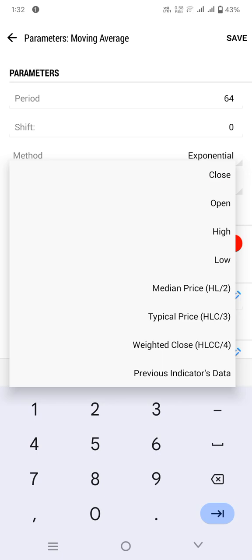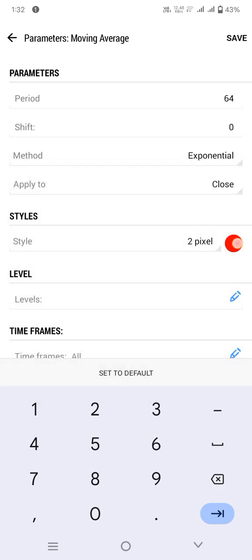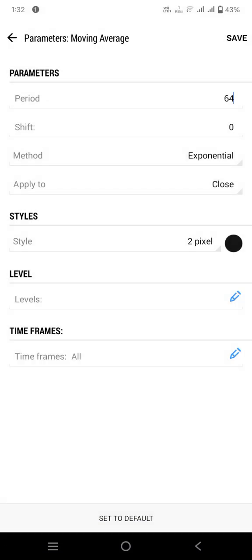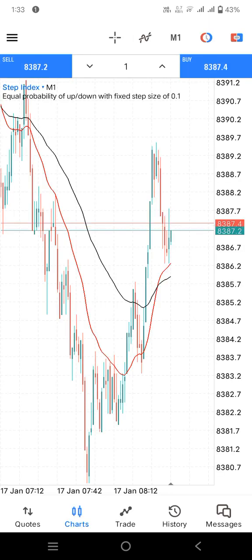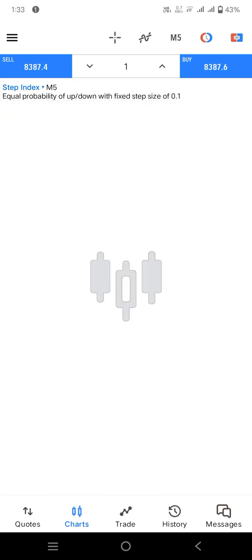Method will be exponential, applied to close. Choose any color you like, there is no recommended one. Click on save and your strategy will be saved. That's all we need, only these two moving average based indicators. After setup, go back to the chart. Here you can see, switch to the 5 minute time frame, it is good.